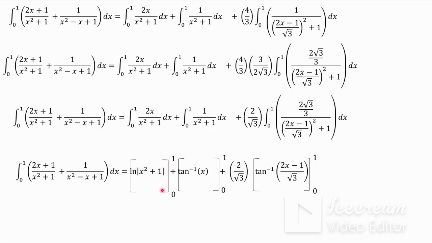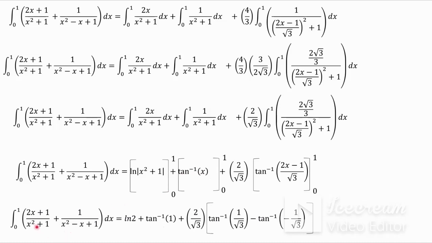Putting the boundaries from 0 to 1, plus this integral from 0 to 1 of 1 divided by x squared plus 1 dx, which is tan inverse of x from 0 to 1, and then plus 2 divided by square root of 3 times, as I told you, the tan inverse of 2x minus 1 divided by square root of 3, putting the boundary 0 to 1. You see that from here we are already moving towards our proof. If you simplify further, we are going to obtain the integral from 0 to 1 of 2x plus 1 divided by x squared plus 1 times x squared minus x plus 1 dx to be equal to the lower bound.